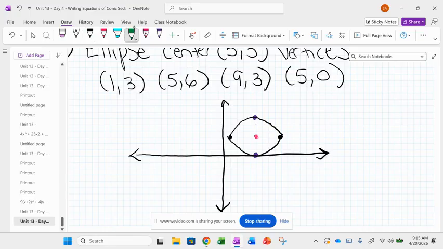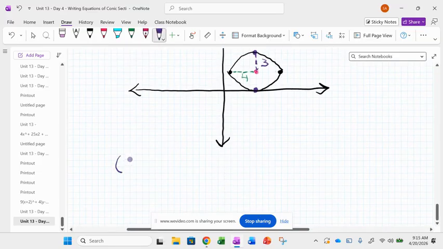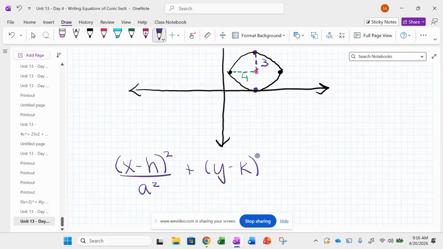Okay, so let's see. From the black points to the center, we are 1, 2, 3, 4 units from the center. From the purple point to the center, we are 1, 2, 3 units from the center. Because we're longer in the horizontal direction, doesn't this make it a horizontal ellipse? So what does that mean? It's going to be x minus h quantity squared over a squared plus y minus k quantity squared over b squared equals 1.